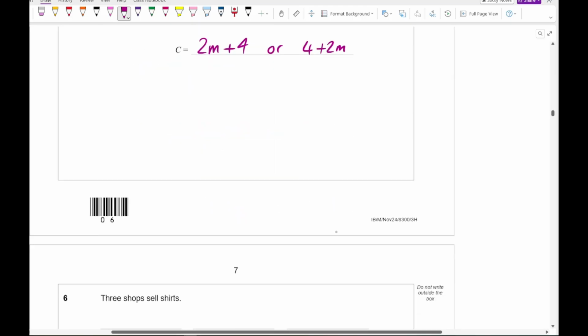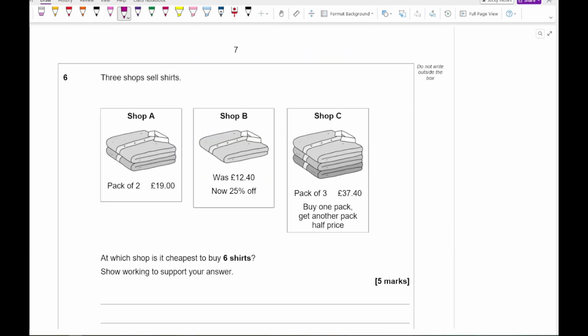Moving on to question 6, it says 3 shops sell shirts, and we've got shop A, shop B and shop C. And the question is asking at which shop is it cheapest to buy 6 shirts, and it says show your working and support your answer. Now the fact that it says show your working and support your answer is basically asking us to find the cost of buying 6 shirts at each of the shops.